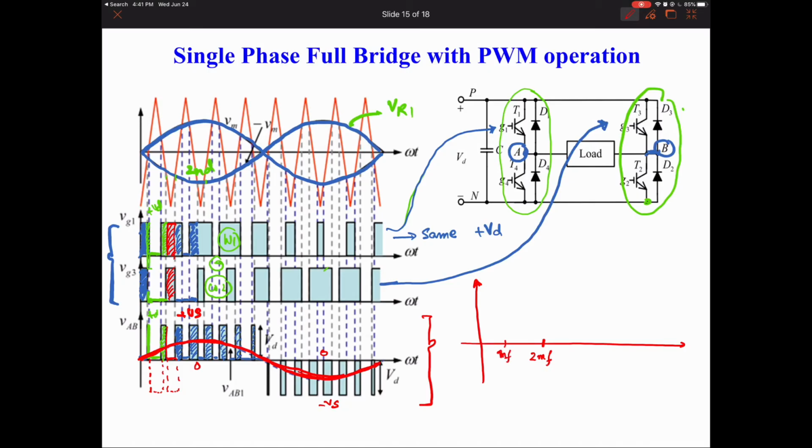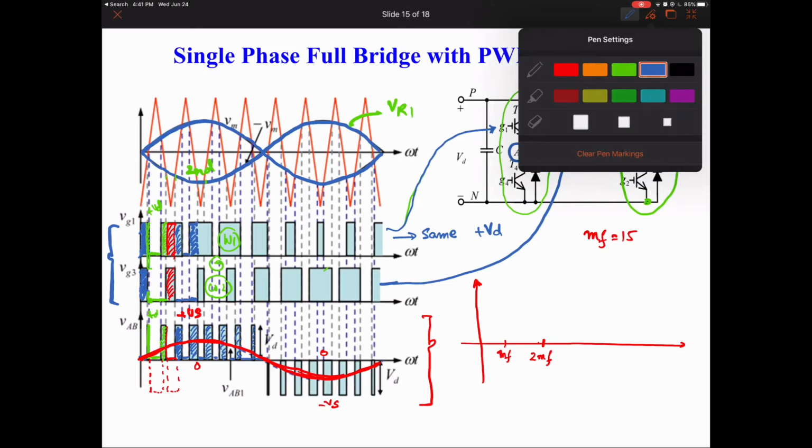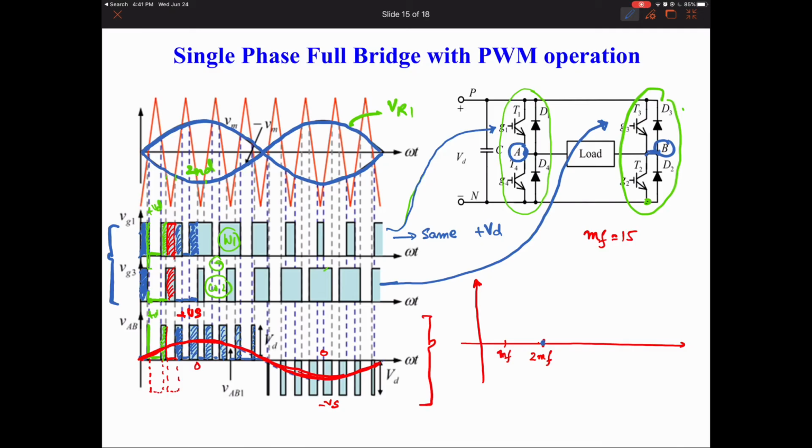So let's suppose that mf is equal to 15. So if mf is 15, you will get the cluster around 2 mf, that means 30. 30 is an even number that will not appear, but its side bands, the 31st harmonic and the 29th harmonic, will appear, then the 33rd harmonic and the 27th harmonic will appear, right? So you will be getting a cluster around 2 mf instead of mf. Then there will be no clustering around 3 mf. Then the next set of cluster will be around 4 mf.